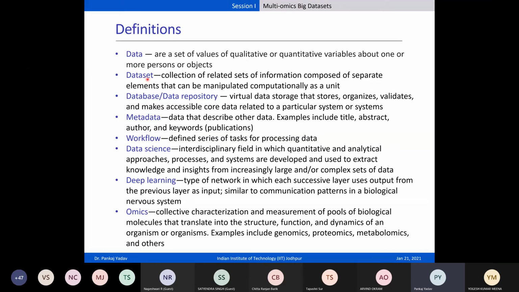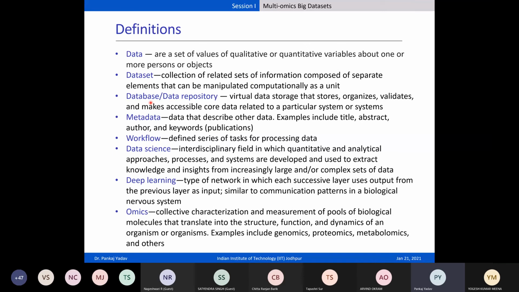And what is a data set? A data set is basically a collection of related information that is composed of separate elements that can be manipulated computationally as a unit. So it is a collection of related data. From data, you reach a data set by collecting different related sets of information.